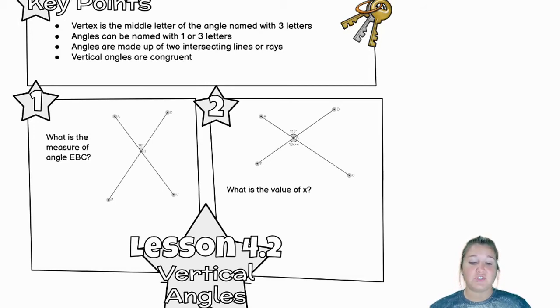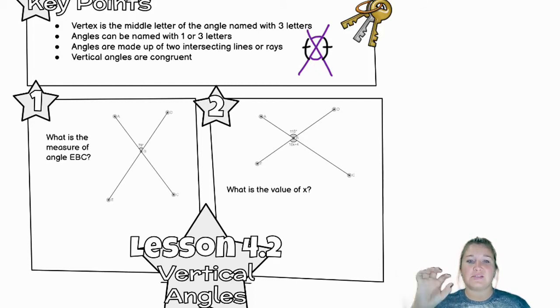Angles are made up of two intersecting lines or rays. This time it's not going to be a ray, it's just going to be intersecting lines. We have vertical angles. So if I have two intersecting lines like this that make an X, then a vertical angle here is going to be congruent to this one, and then this angle is going to be congruent to this angle. So they're kind of diagonally or vertically across from each other.